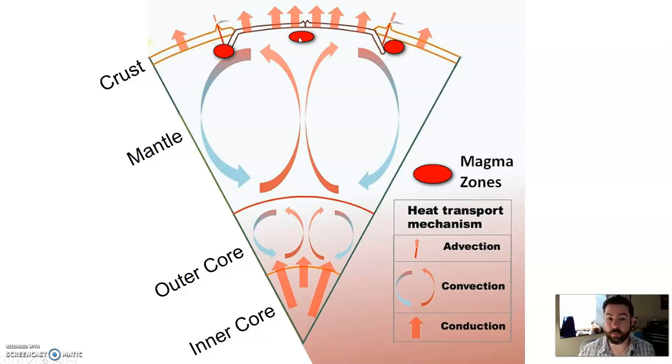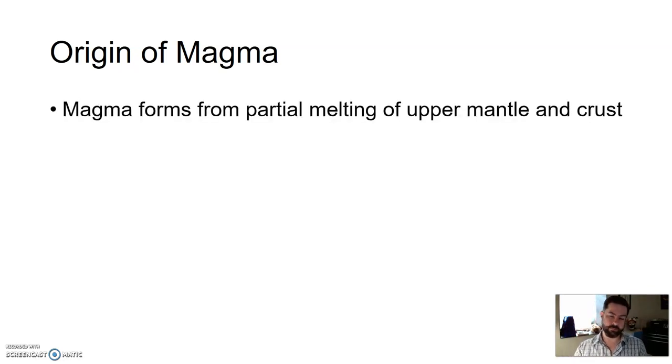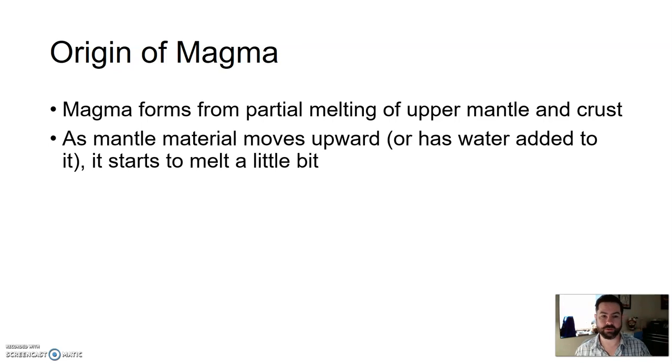However, every once in a while you can get a magma zone in the middle of nowhere underneath the crust, whether it's continental crust or oceanic crust, nowhere near a boundary, and those are special little hot spots. So, how do we get that magma? If the crust is solid and the mantle is mostly solid, how do we get this liquid magma? Well, magma forms from the partial melting of upper mantle material and the crust, so that intersection between the mantle and the crust.